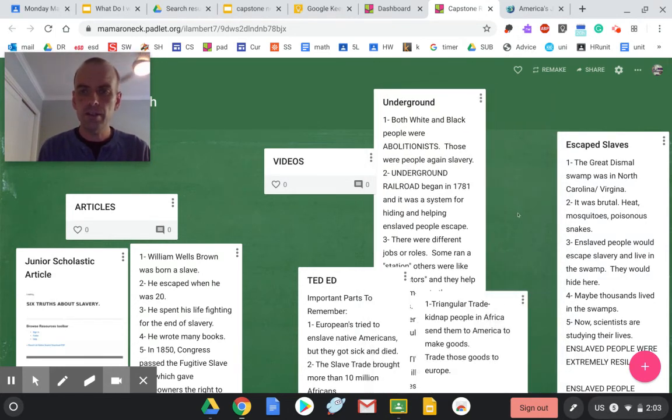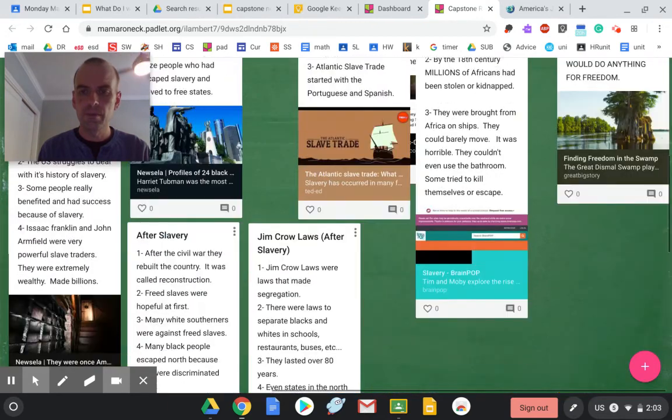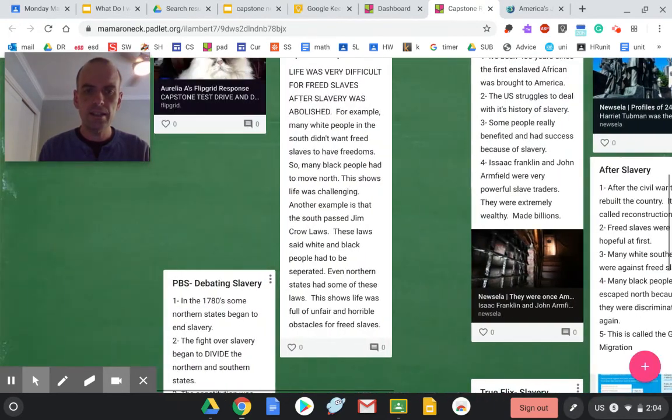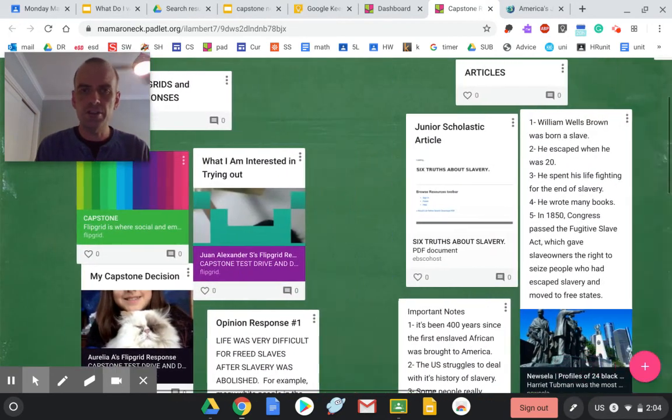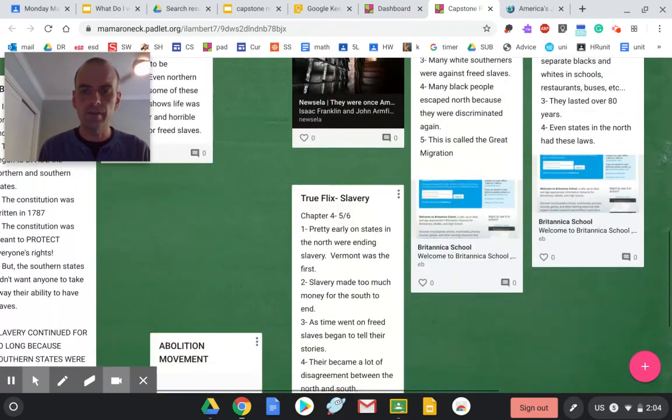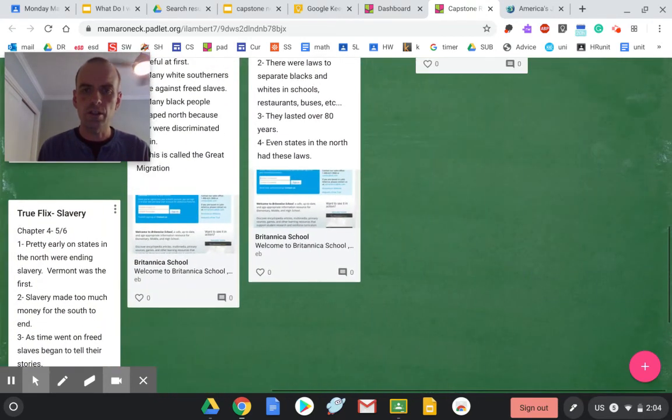And if you look at all my notes, look at this. This is how many you should have, because I've just done one every day that you've done it. So this is what your notes should look like.